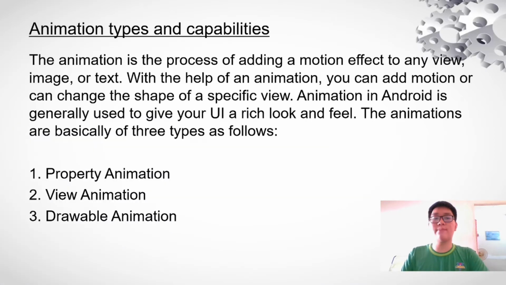Today I want to present Property PBT2, mobile app application development. First question 1: animation type and capability. The animation is the process of adding a motion effect to any view, image, or text. With the help of an animation, you can add motion or change the shape of a specific view.